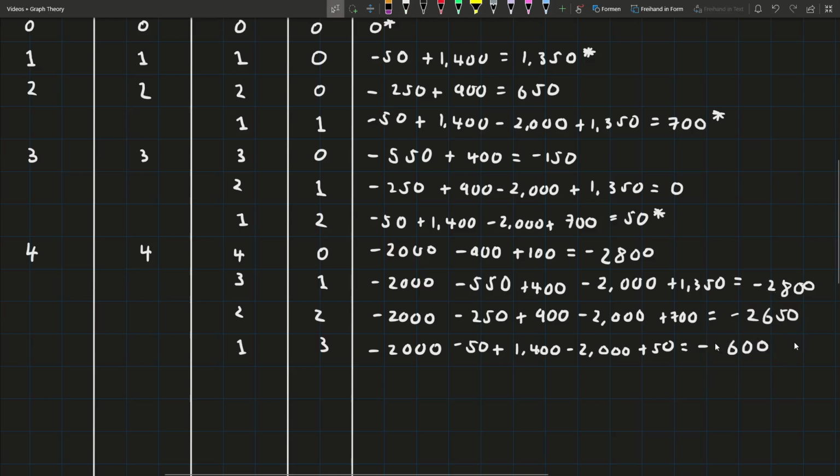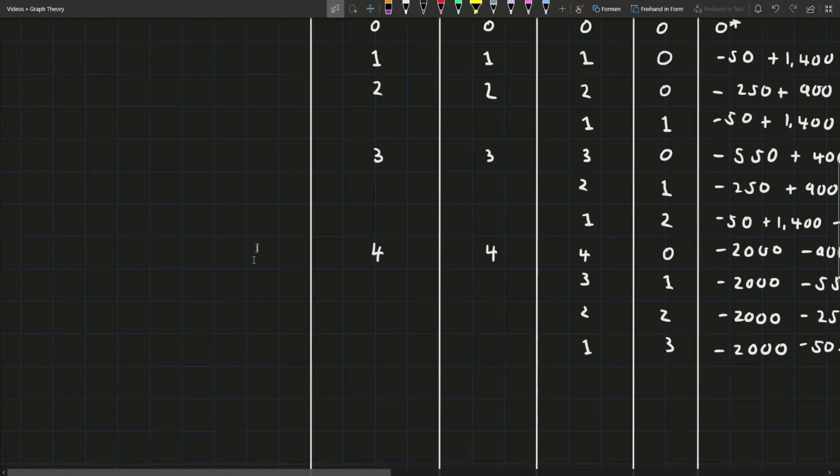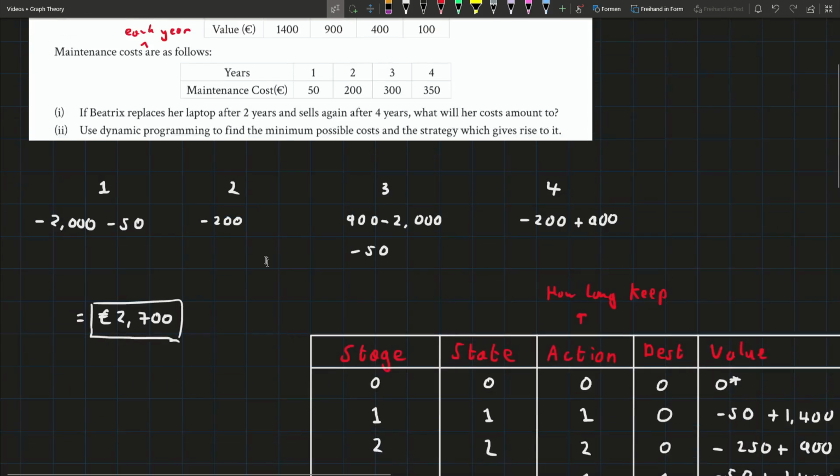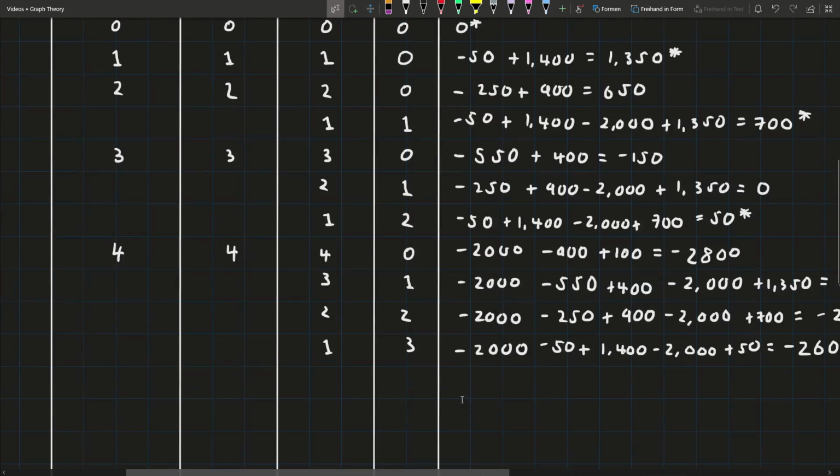2,800, 2,650, and then 2,600. Obviously, the best option is we want to spend 2,600 instead of spending 2,800. So this is the one we're starring. Sorry about the mistakes, but hopefully they kind of help because it makes sure you won't make those same mistakes. What's the minimum possible cost? It is 2,600. So the minimum cost is 2,600 euros.